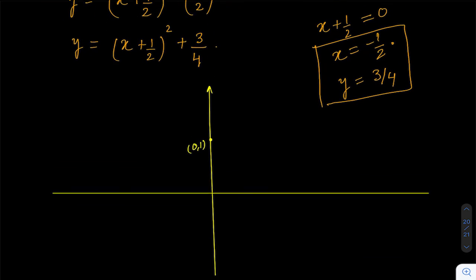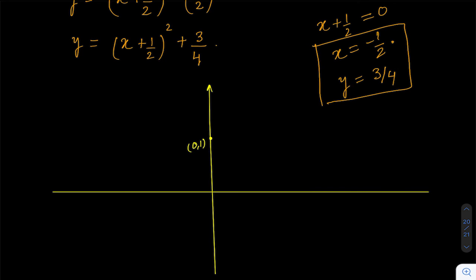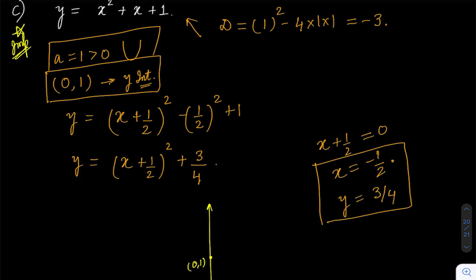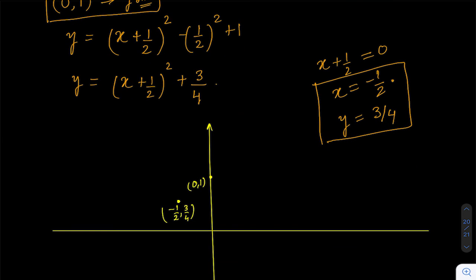My vertex is minus half comma 3 by 4. So when x is minus half, y is 3 by 4. So let's take somewhere here. Minus half comma 3 by 4. That is my vertex. And one last thing, the graph should be opening upwards. So the graph is opening upwards, then it should be something like this. This is my answer.